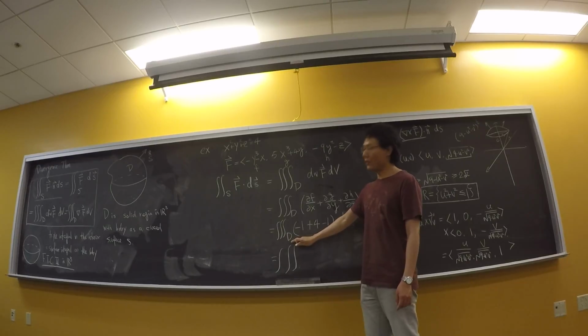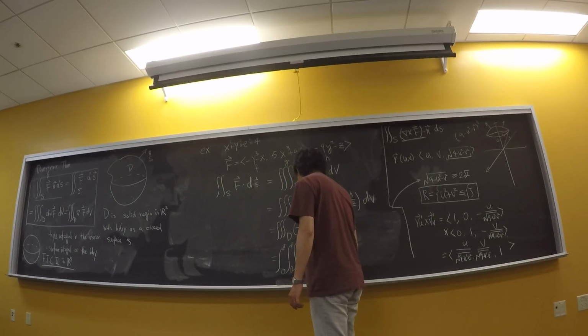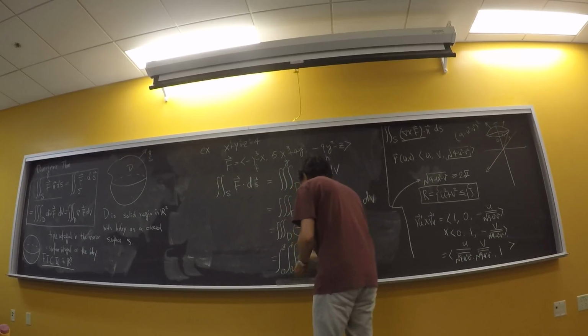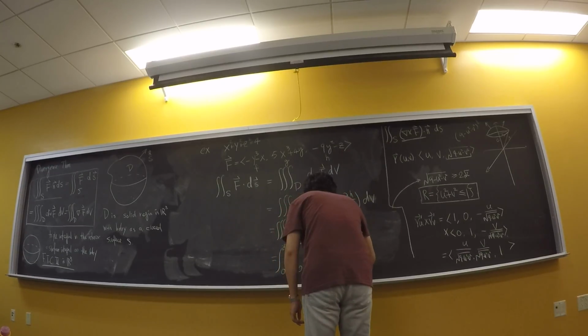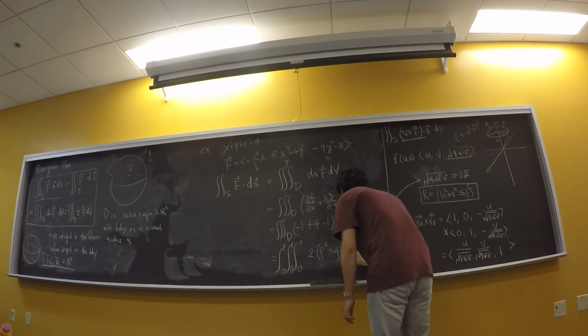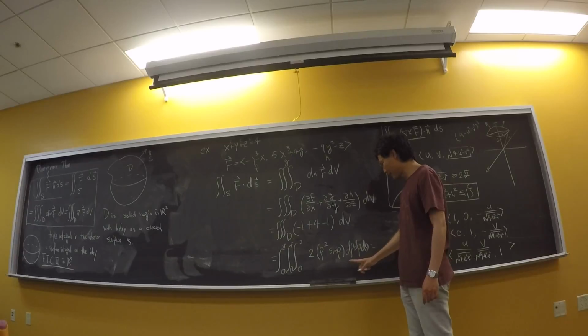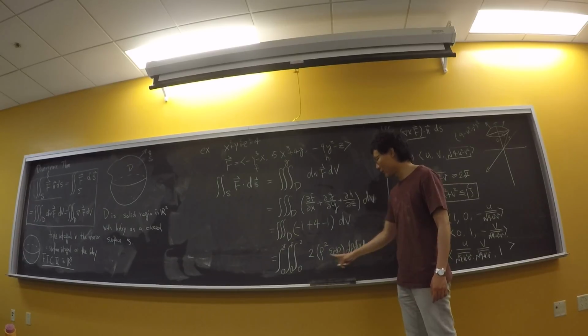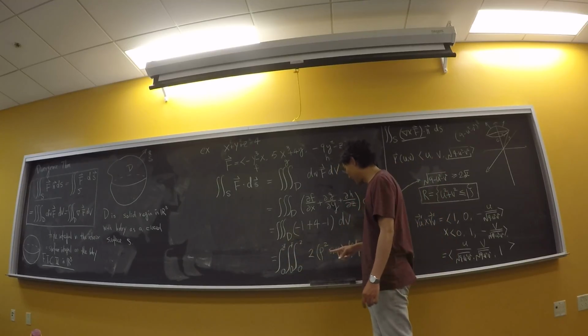The domain is a ball, so I'm going to go for 0 to 2 pi, 0 to pi, and 0 to 2, with rho squared sine phi as the extra factor, d rho, d phi, d theta. Okay? So what do we have? Sine phi integrated from 0 to pi will give me a 2. Theta integrated from 0 to 2 pi will give me a 2 pi.